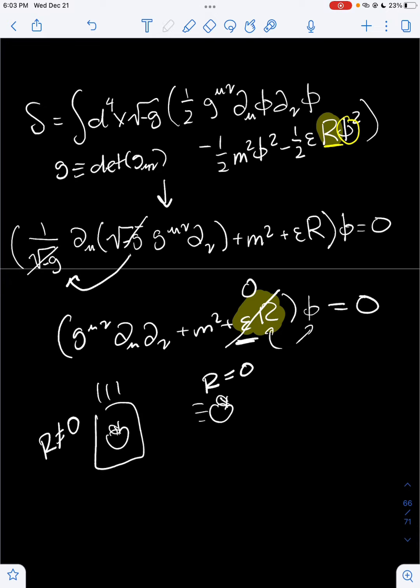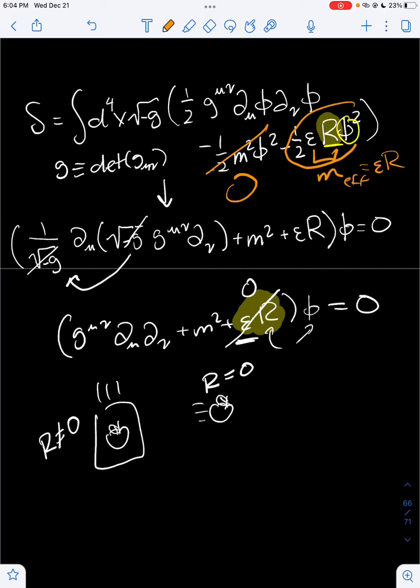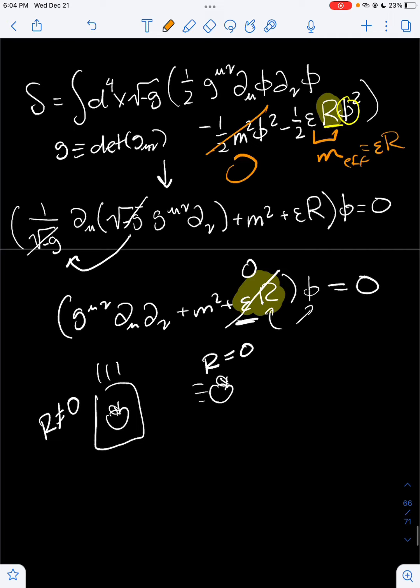Also, a cool thing to note here is that this term over here looks like a mass term, where the effective mass is epsilon times R. So if we had the mass of the scalar field be 0, we would still have something that looks kind of like a mass term in our action. Cool thing to note here.